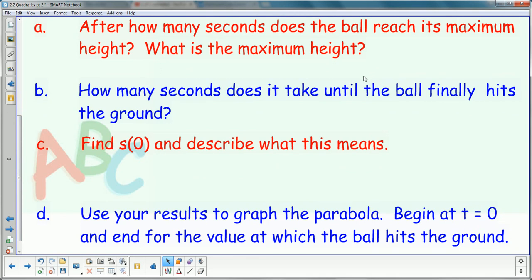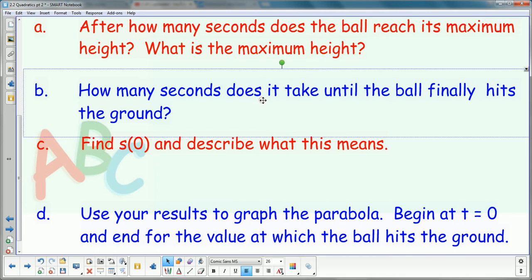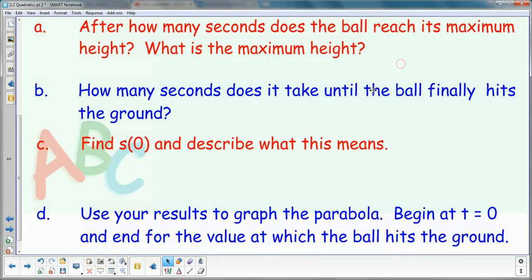And so you are going to need to use that function to find after how many seconds the ball reaches its maximum height. So think about what we're talking about if we are saying maximum, and what is that maximum height. And then how many seconds does it take until the ball finally hits the ground. And finally s of 0, describe what that means. And then you're going to graph it.